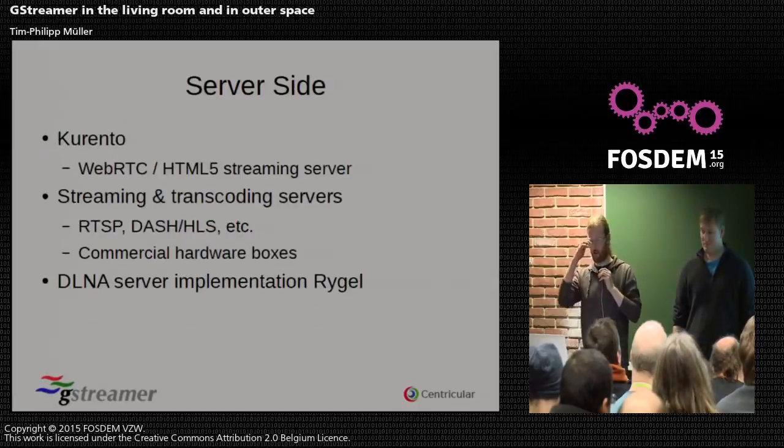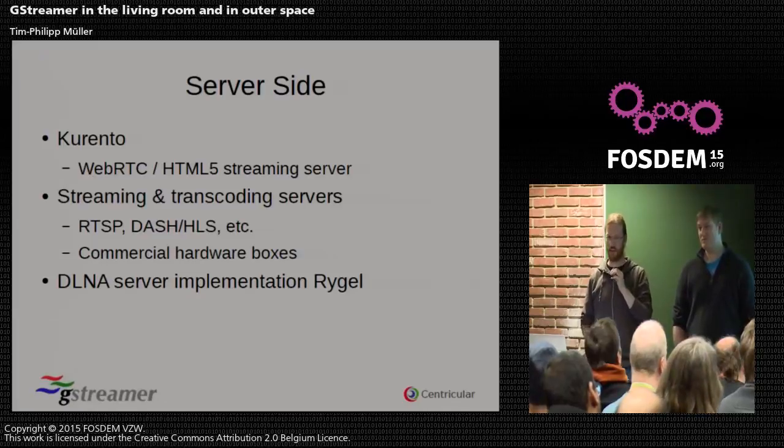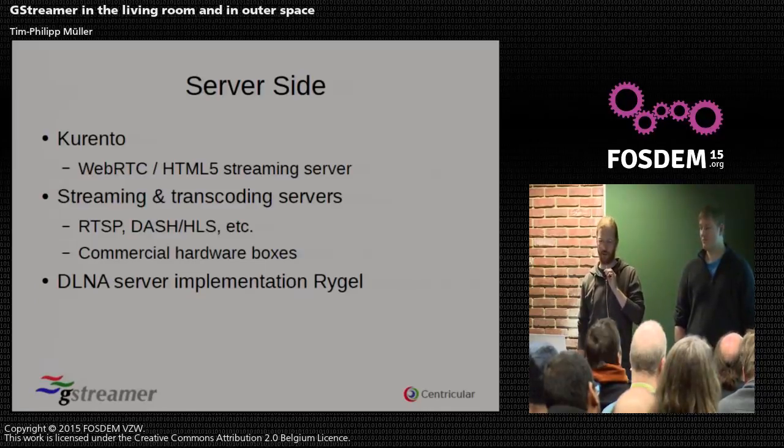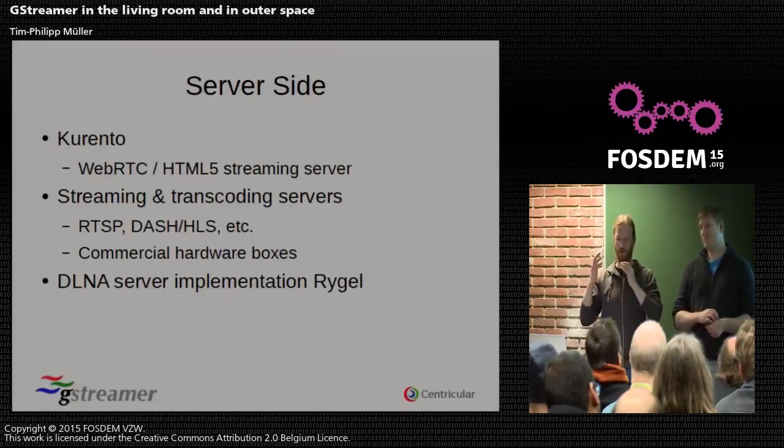Then on the server side, of course, we also have quite a few applications there. Most important, let's say, Currento currently, which is a WebRTC HTML5 streaming server thing. It's huge, it's very enterprisey, and you can basically do everything with it. But we also have smaller things like all kinds of little streaming transcoding servers that are built on GStreamer. We have our own RTSP server implementation. We have stuff for Dash and HLS. You can even buy some commercial hardware boxes where you plug in some inputs and it's just encoding stuff and sending it to the network.